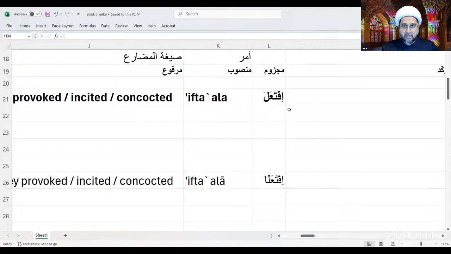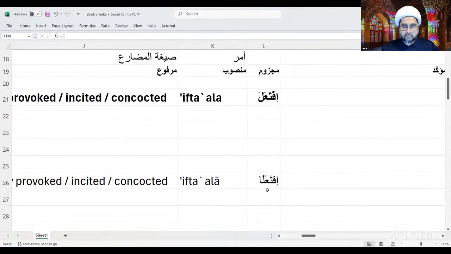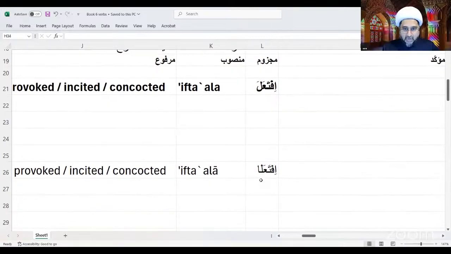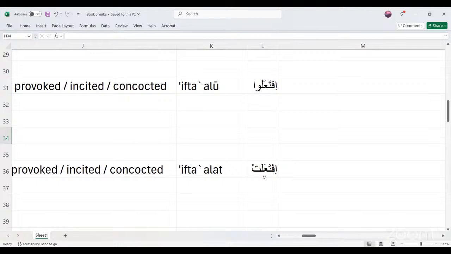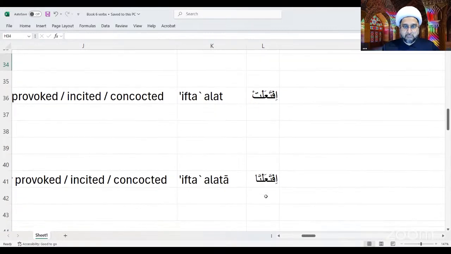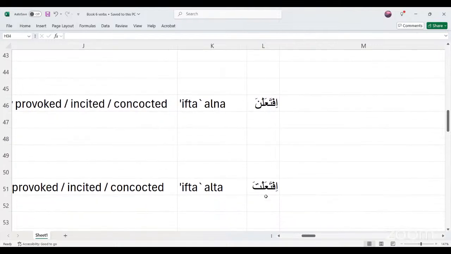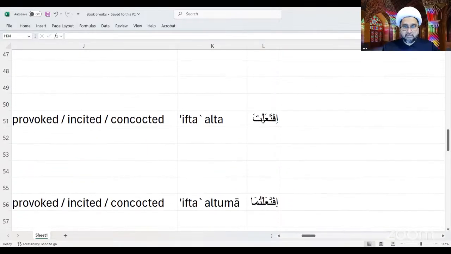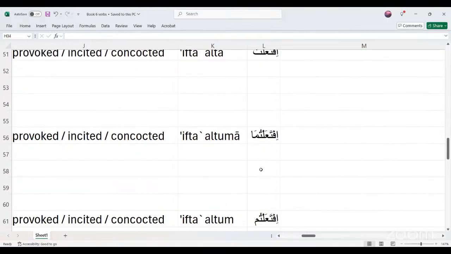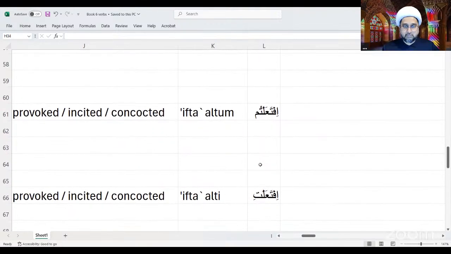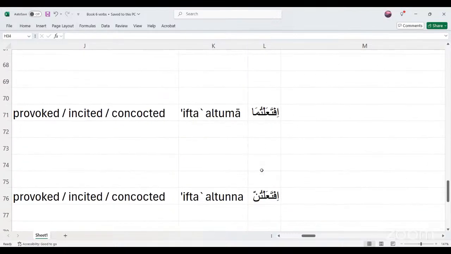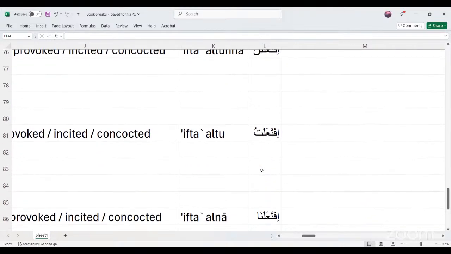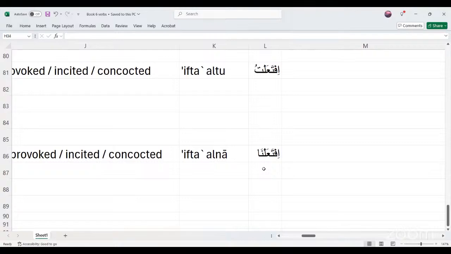So, past tense, ifta'ala, and then after that would be? Ifta'ala, that's the lam. Then next one? Ifta'alu. Ifta'alat. Ifta'alata. Correct. Ifta'alna. Correct. Ifta'alta. Correct. Ifta'altuma. Correct. Ifta'altum. Ifta'alti. Ifta'altuma. Ifta'altunna. Correct. Ifta'altu. Correct. Ifta'alna. Excellent.